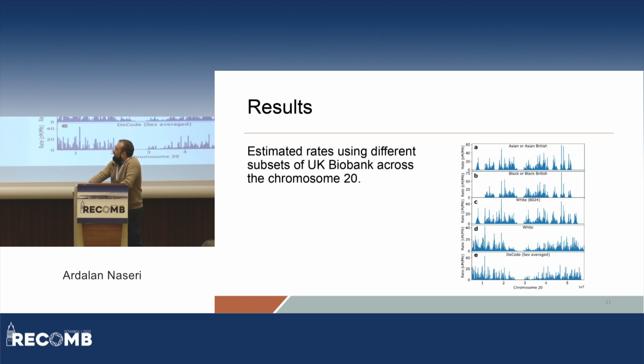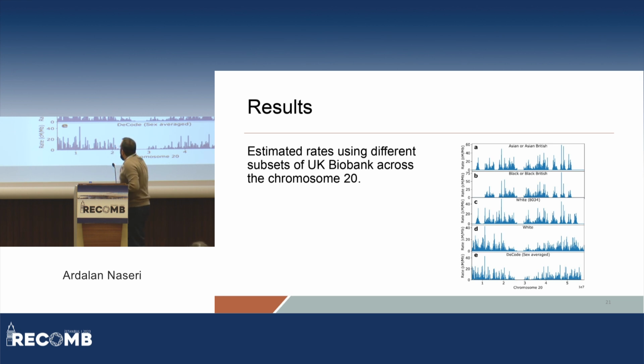So we used our tool on UK Biobank data, chromosome 20. As I mentioned earlier, the recombination rate could be population specific. Here I'm just showing the result for different self-reported ethnic backgrounds from UK Biobank. I also separated the white British into a subset of 8,000, because the number of Asian British and black British was a lot less than the white British. White British were roughly 400,000. And the tool relies heavily on the number of haplotypes.